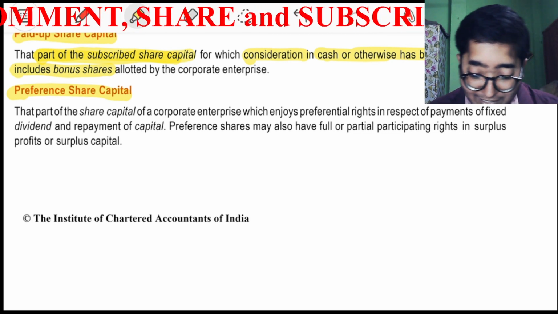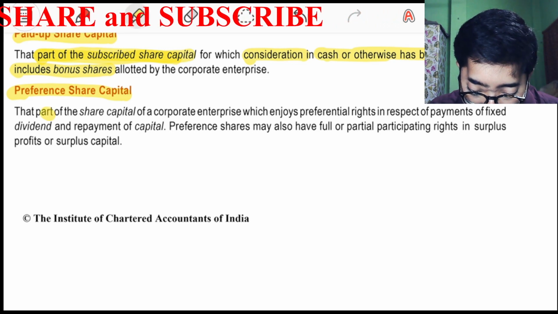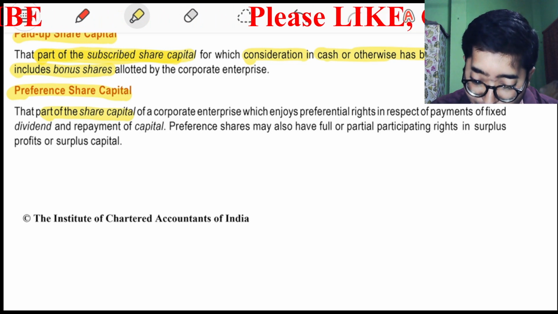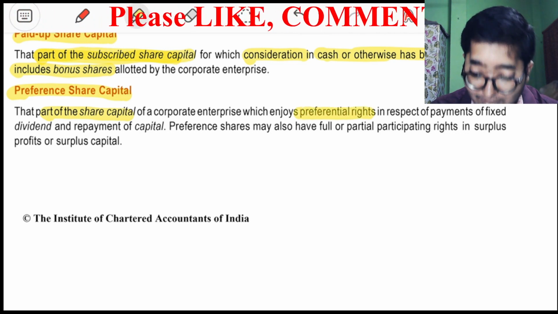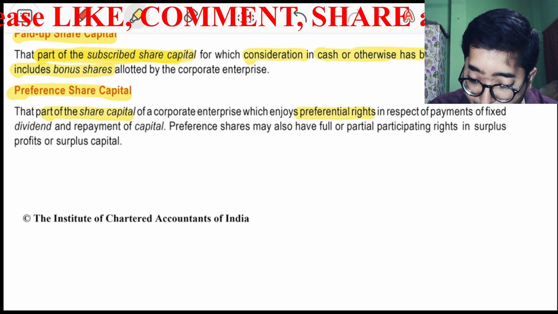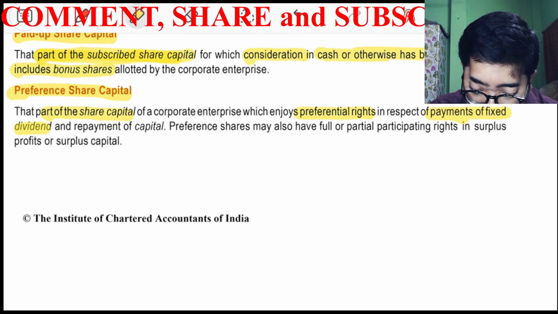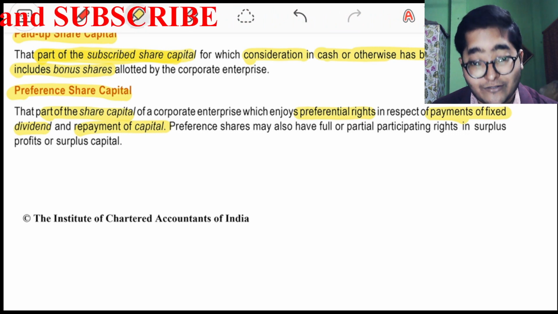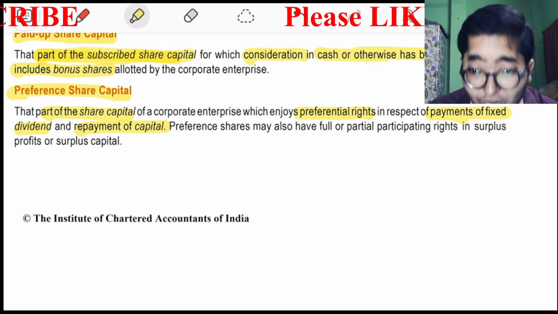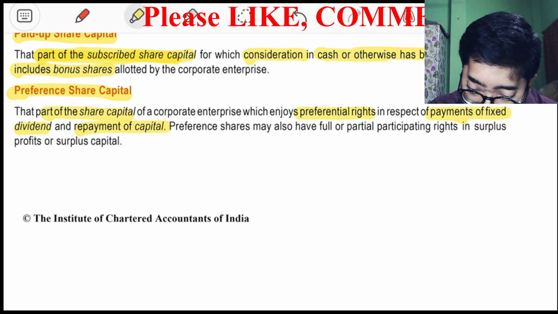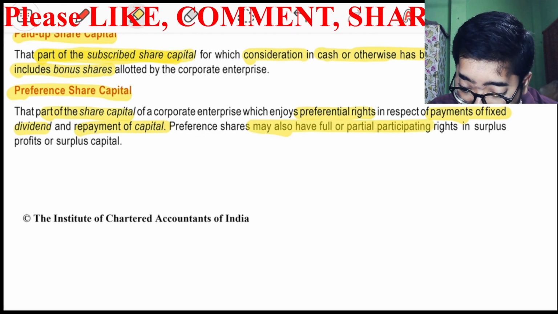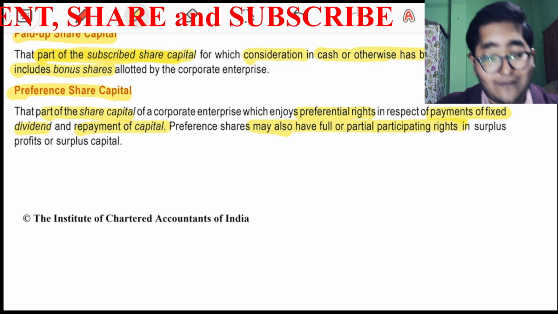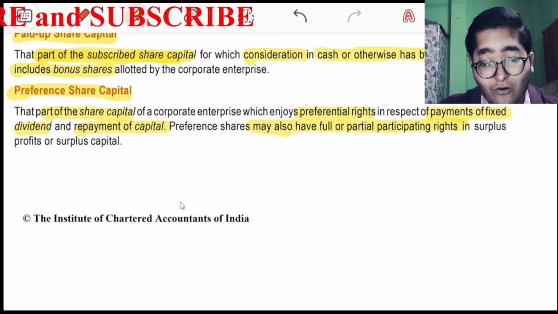So preference share capital is a part of share capital of a corporate enterprise which enjoys preferential rights in respect of payments of fixed dividend and repayment of capital. Preference shares may also have full or partial participating rights in the surplus profits or surplus capital.